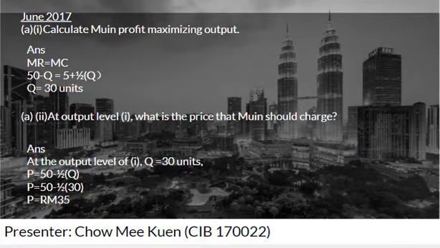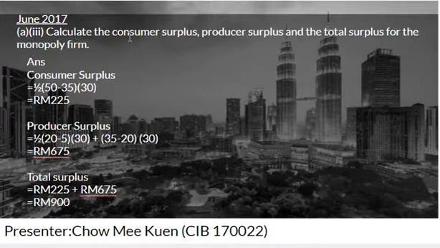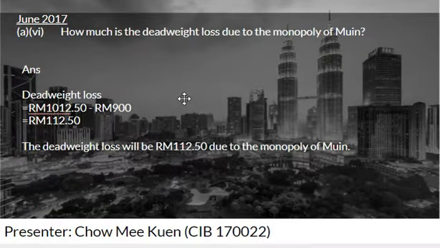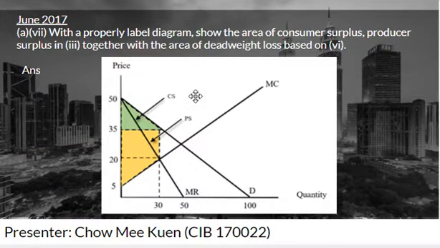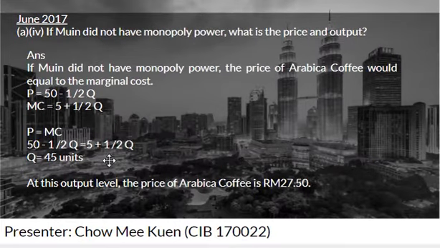So we move on. Calculate the consumer surplus, producer surplus, and the total surplus for the monopoly firm. So to find all these surpluses, we can just refer to this graph. So the consumer surplus will be here, and the producer surplus will be here. So by finding all these surpluses, we just need to find the area of the shaded regions.